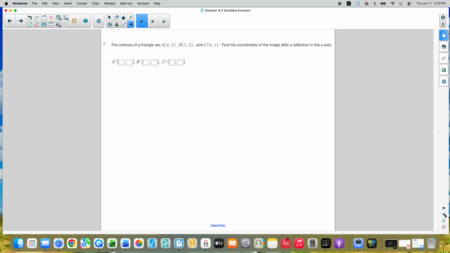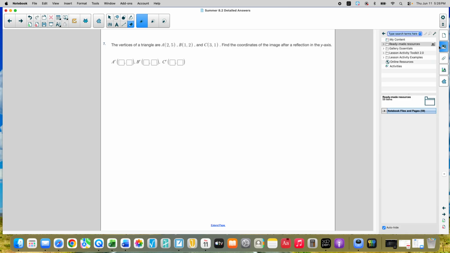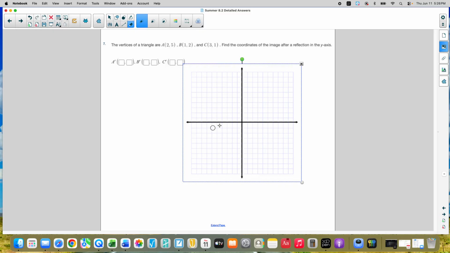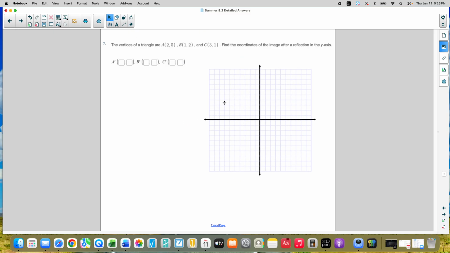That's good. The vertices of a triangle, those are the points where two lines meet, are A, B, and C. Find the coordinates of the image after reflection on the y-axis. So we'll pull up a coordinate graph here, and we'll plot these points. Let's plot them.